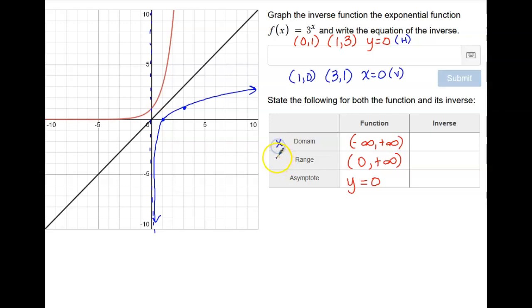The inverse, remember, is going to switch the x and y. So if this is the x and this is the y for the parent function, it's going to switch for the inverse. So the y is going to become the x, so it's going to go from 0 to positive infinity. The x is going to become the y, so negative infinity to positive infinity. And the asymptote, instead of being y equals 0, is going to be x equals 0.